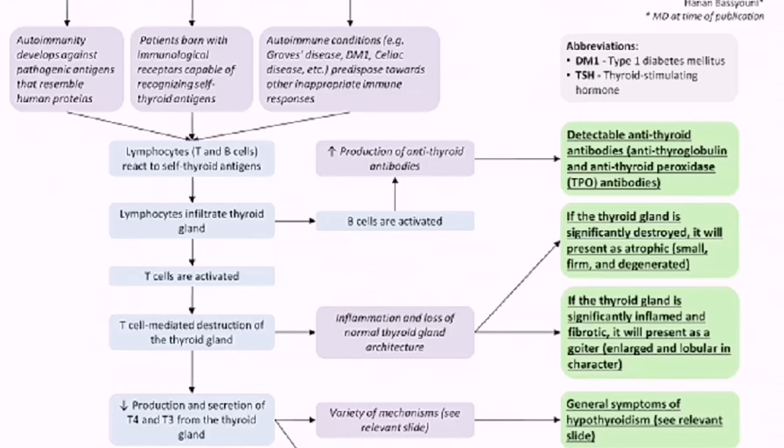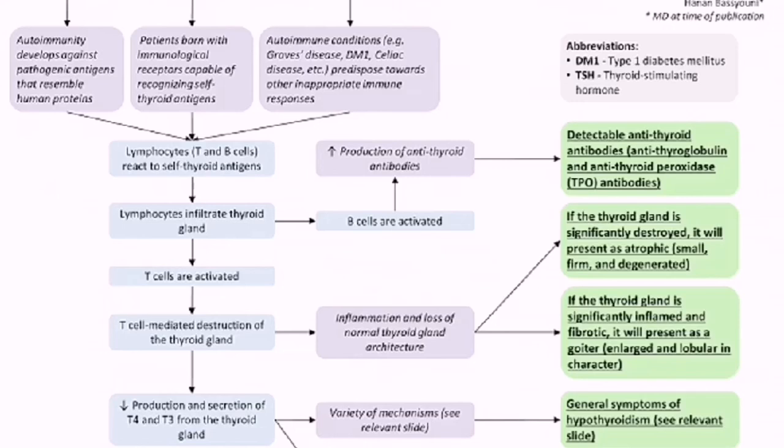Now see about Hashimoto's thyroiditis. You can see things there: molecular mimicry, genetic susceptibility, and concurrent autoimmunity. You can see here the molecular mimicry autoimmunity develops against the pathogenic entities that resemble the human protein. And patients are born with immunological receptors capable of recognizing self-thyroid antigens. And autoimmune conditions like Graves' disease, DM1, celiac disease, these may all three cause T and B lymphocytes to seek the self-thyroid antigens.